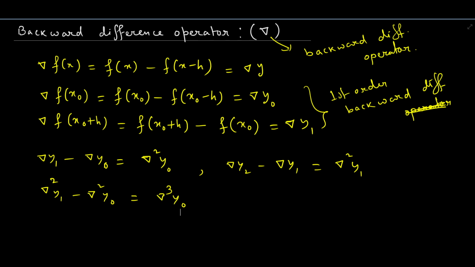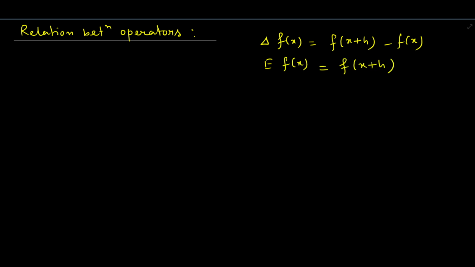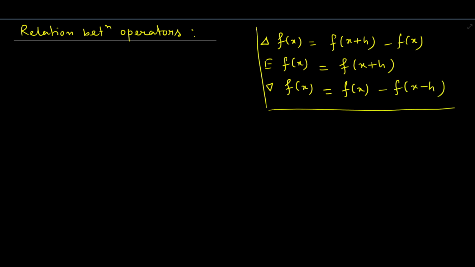So now let us go back to establish some relation. Till now we have three operators. Delta: what is delta f of x? Delta f of x is f of x plus h minus f of x. Then we have the shifting operator E: E f of x is very simple, it just increases by 1h. And then the backward difference operator, where we wrote f of x minus f of x minus h. So these are the three different operators and their formulas we know.